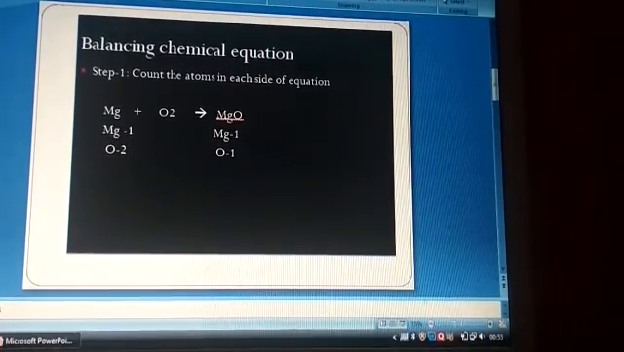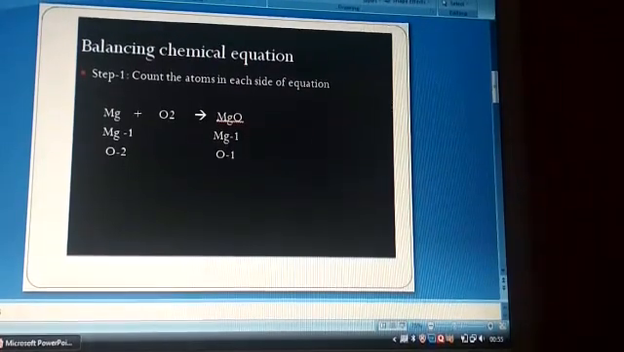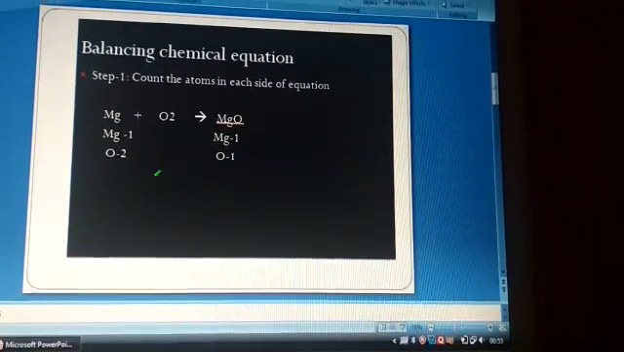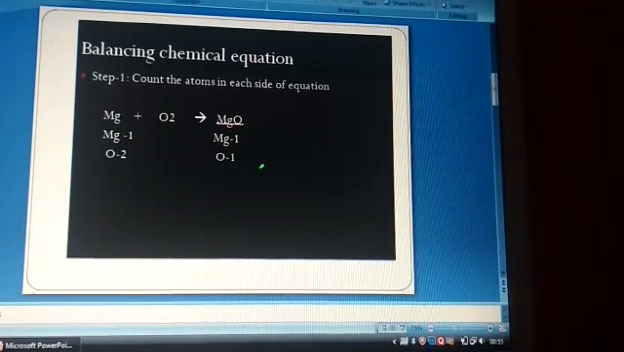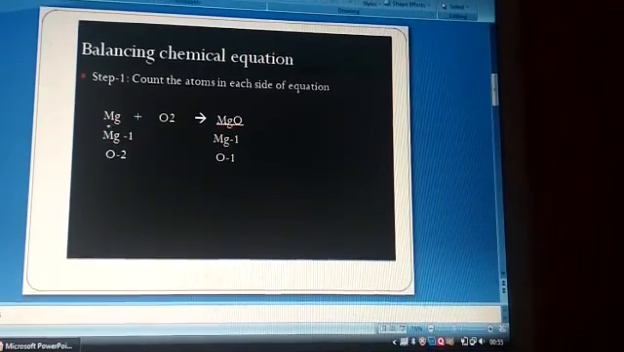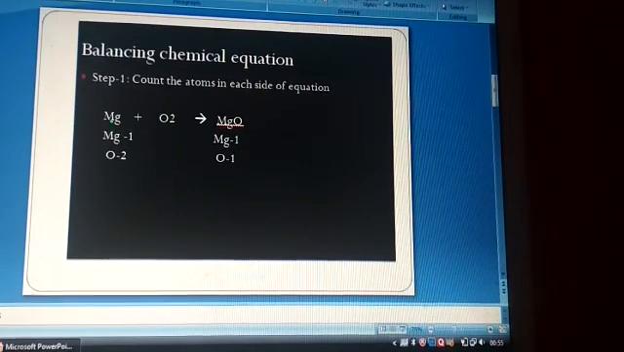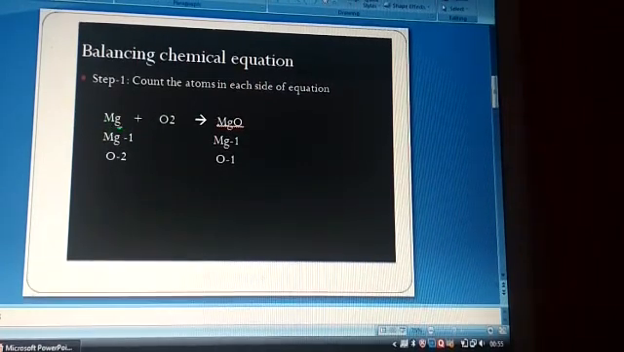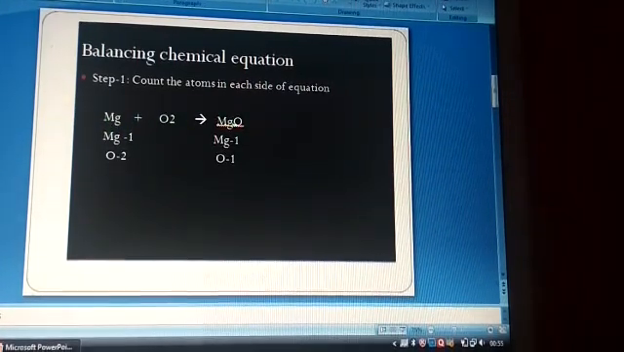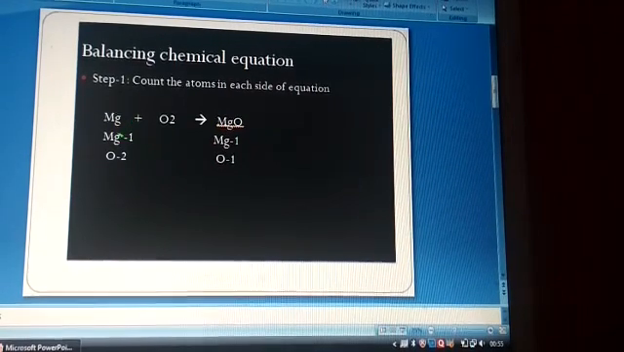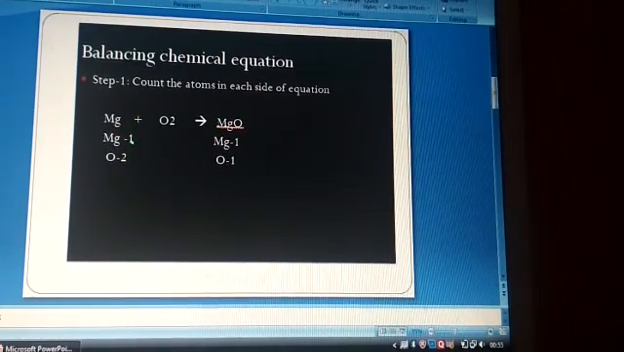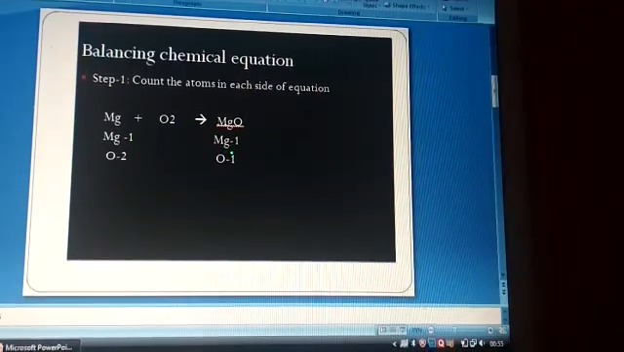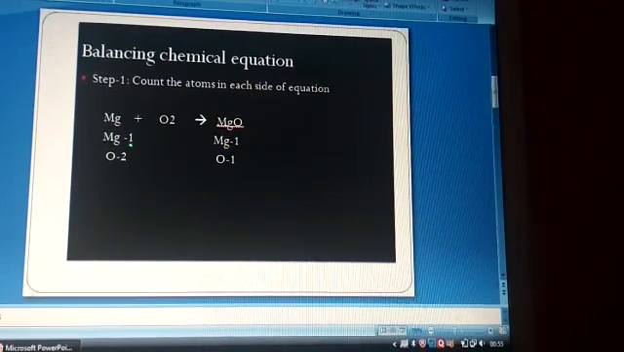First step is to count the atoms on each side of the equation, that means on the reactant side and on the product side. First we will count all the atoms on the reactant side. Like I have taken one example of Mg plus O2 that gives MgO. On the reactant side Mg is one atom, and on the product side magnesium also has one atom. So magnesium is balanced.